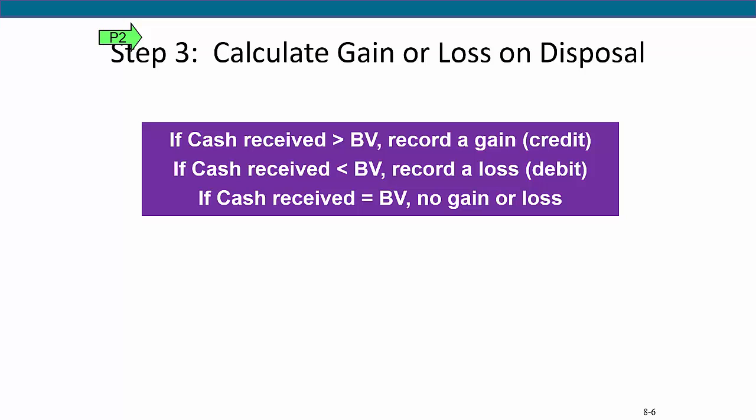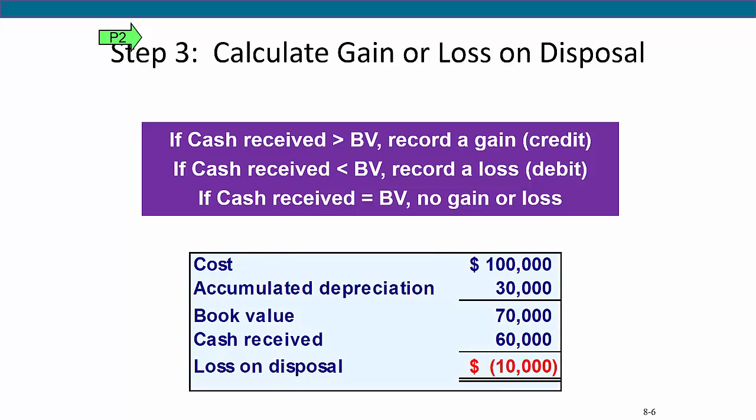In our example, the book value of $70,000 is greater than the cash received of $60,000, so this disposal involves a loss of $10,000. What would the outcome be if cash received was $85,000? A gain on the disposal of $15,000 would occur instead. Now let's look at both journal entries.